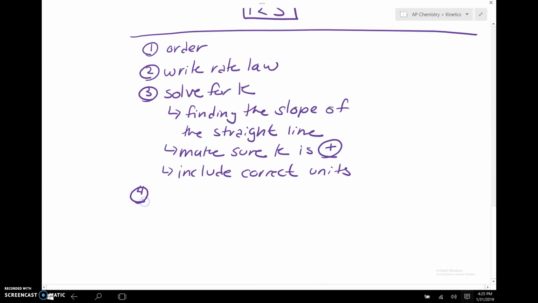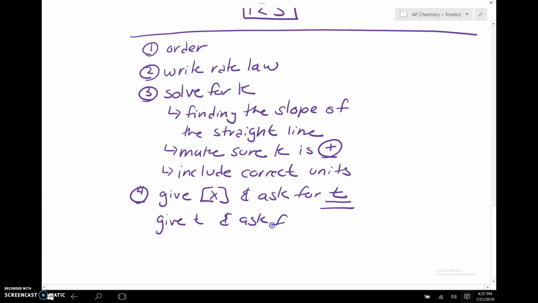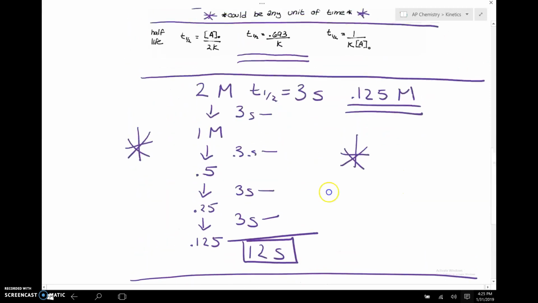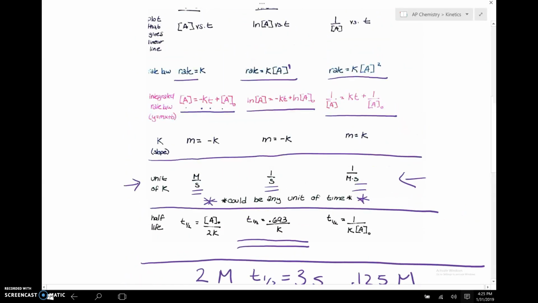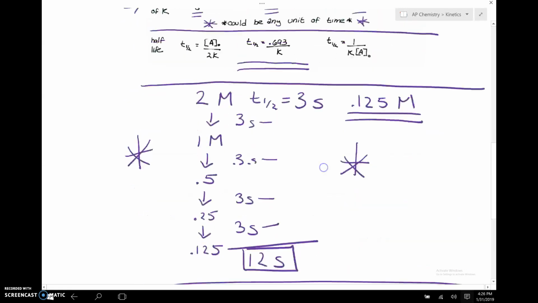Next thing they might ask you to do is either they'll give you a concentration and ask for time. So you would just plug into the y equals mx plus b equation and solve for t. Or they could give time and ask for a concentration. Either way, we're just using the integrated rate law, which would be like right here. Integrated rate law, and we would plug in the values until we either solved for t or concentration.